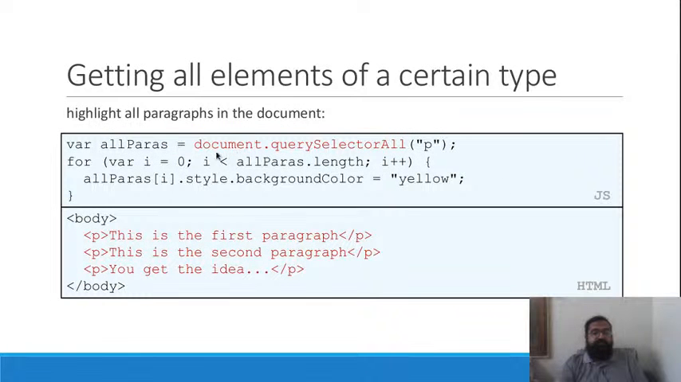Okay, so this, as we have seen, is for HTML5. So this is document dot query selector all p, so that will select all the paragraphs, and then for var i equal to 0, i less than all paras dot length, so that will return an array, right, i plus plus, and then you change all the paragraph styles background color to be yellow. Okay, that's the idea.